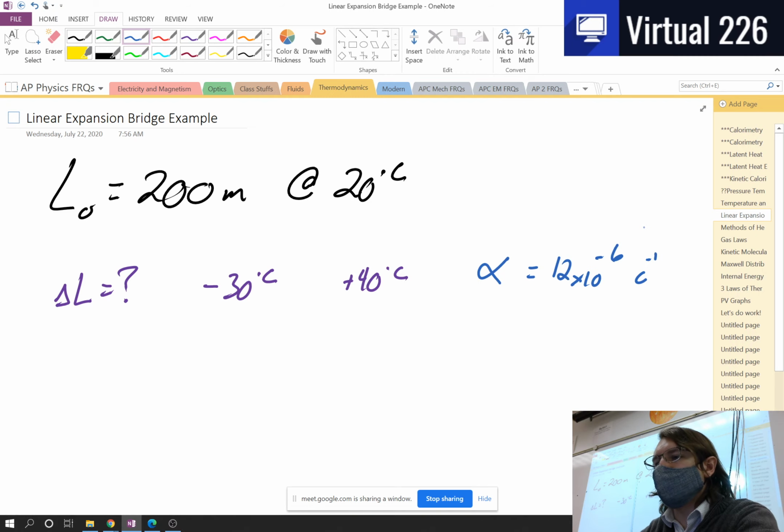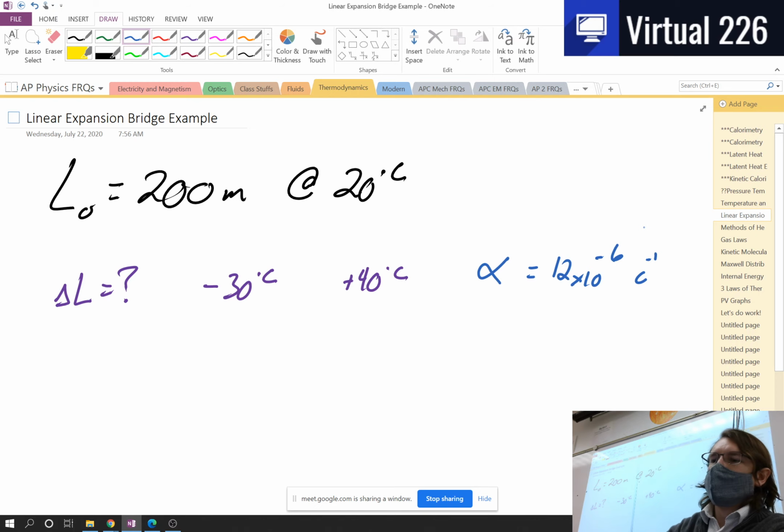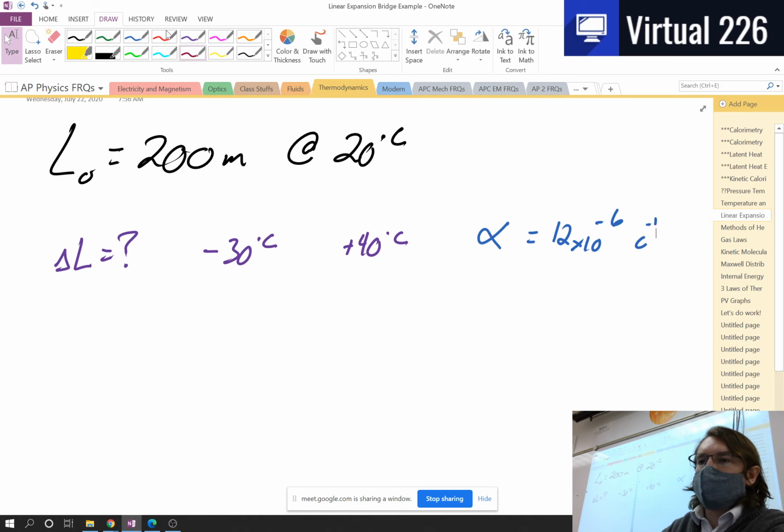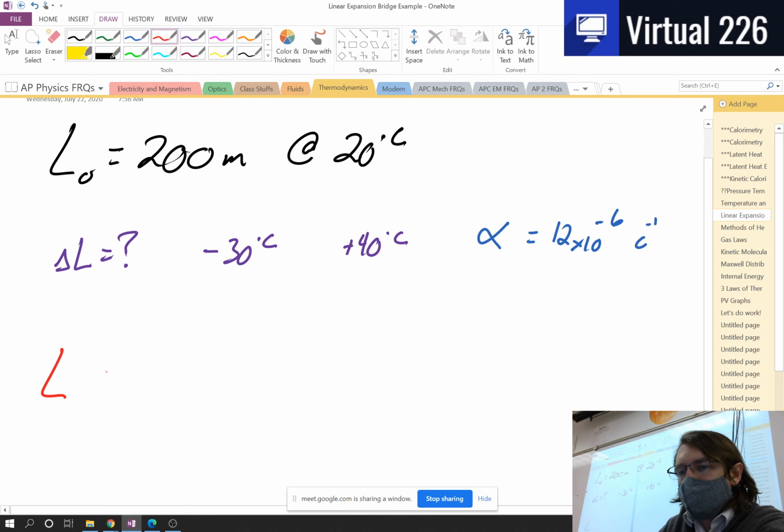And like we said in a prior video, those alpha values are very small. Large ones are like minus 3. Oftentimes they're minus 6. You can get a minus 9. Like, they're small values. Okay? So, let's take a look at this. Let's first do this when it's hot outside. When it's hot outside, we'll use the red color. The new length, if we want to just find out what the delta L is of that bridge, we know the delta L is equal to just L naught alpha delta T.